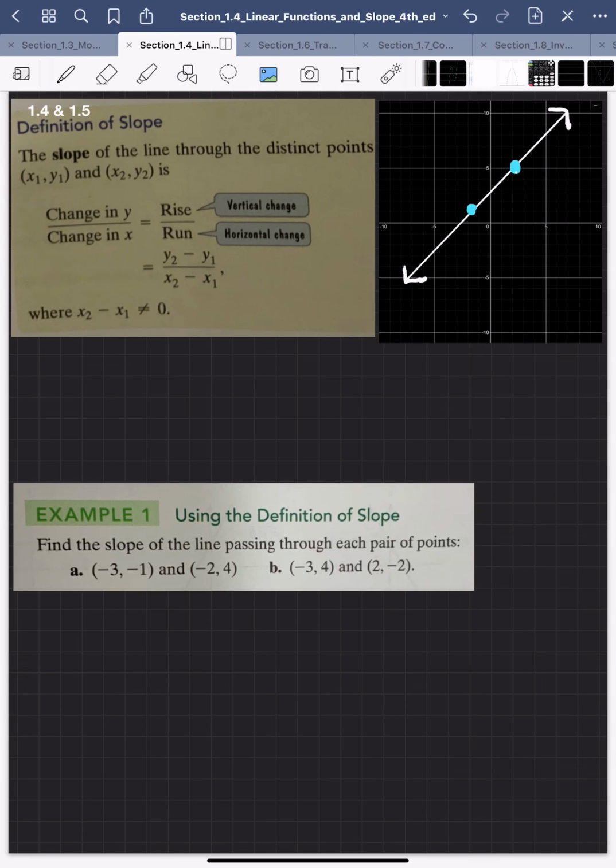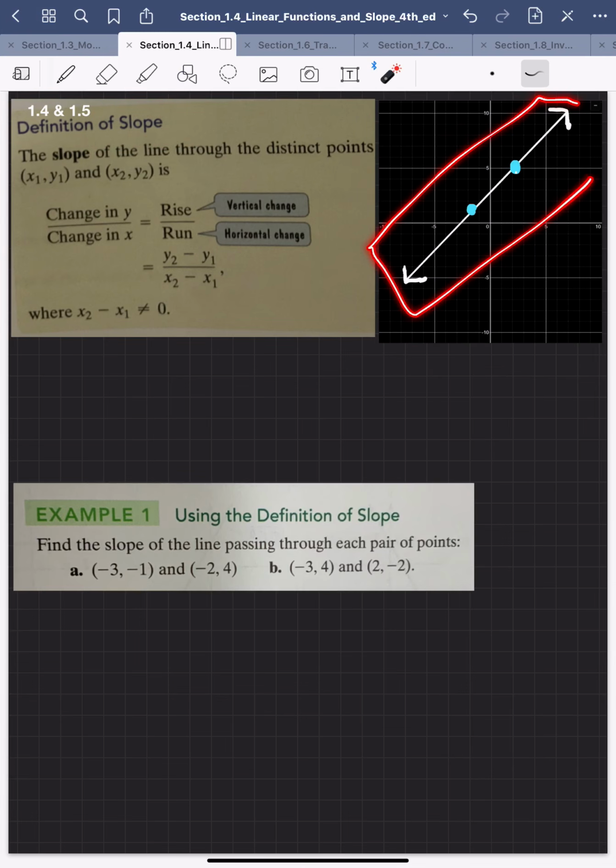All right, so we're now going to jump into sections 1.4 and 1.5, which taken together is just the study of a concept known as slope. Let's actually start to build here. So take a look at the following graph.